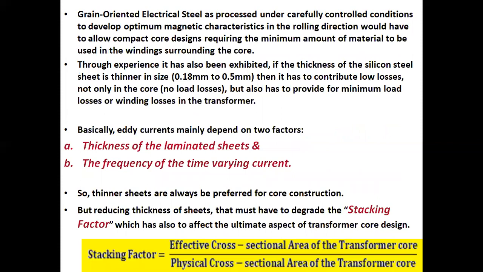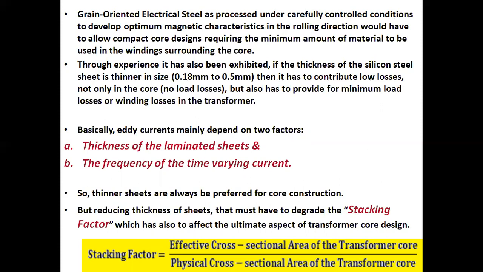Grain-oriented electrical steel, processed under carefully controlled conditions to develop optimum magnetic characteristics in the rolling direction, allows compact core designs requiring the minimum amount of material to be used in the windings surrounding the core.